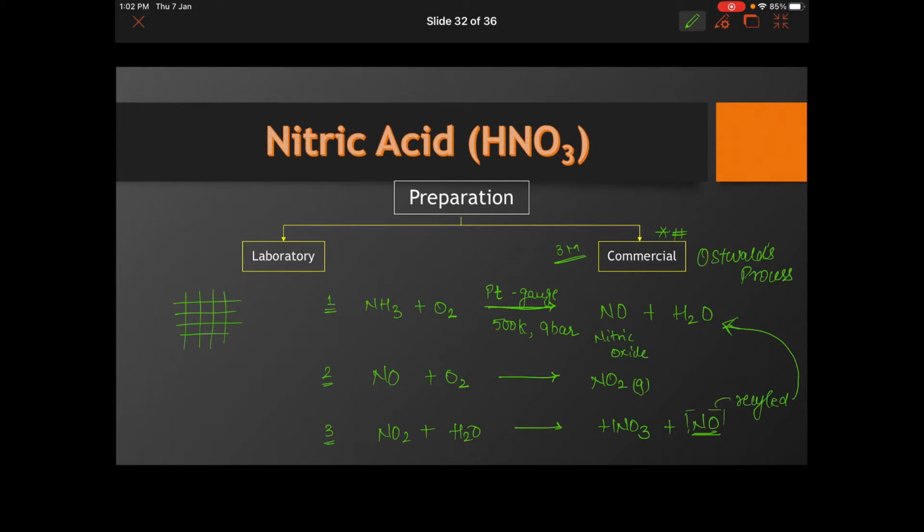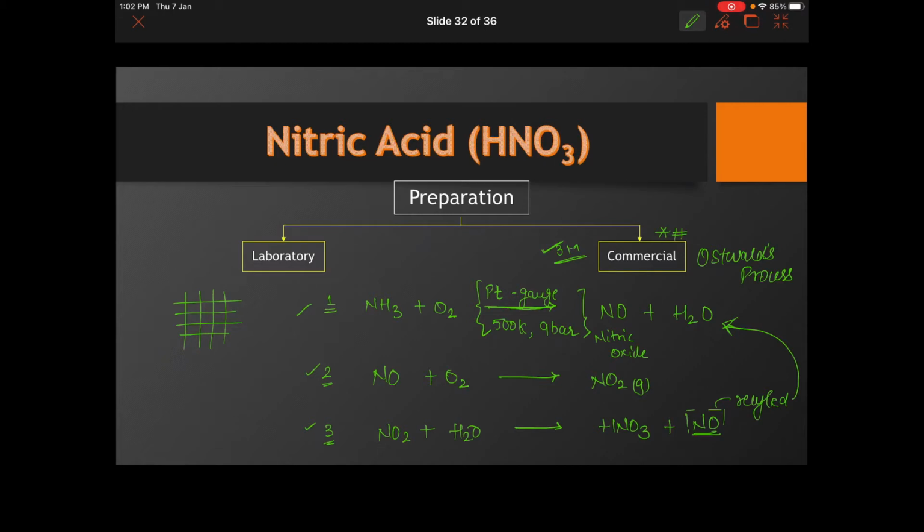So this is how nitric acid is formed. Step number 1, 2 and 3. Since there are 3 steps, it is a 3-marker or a 2-marker question. Why basically 3-marker? Because the conditions are very important over here. These conditions have to be kept in mind. So this is how nitric acid is commercially formed with the help of Ostwald's process.